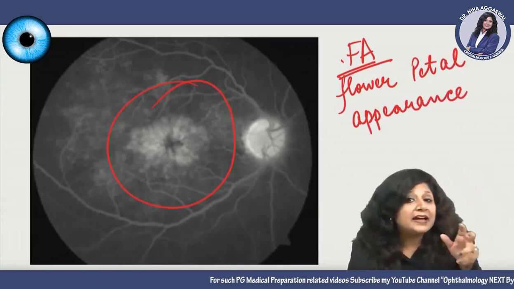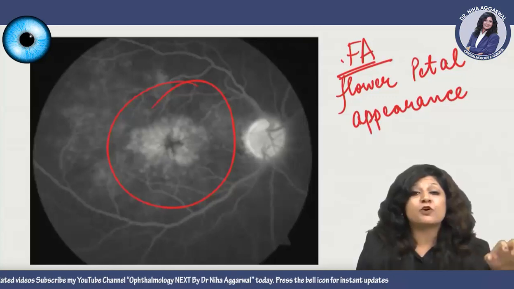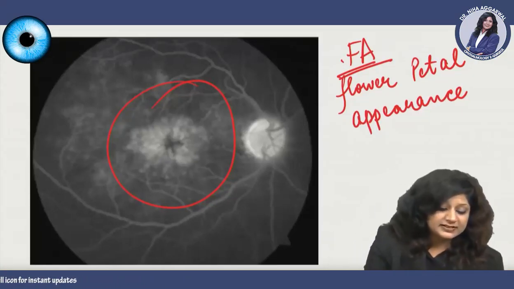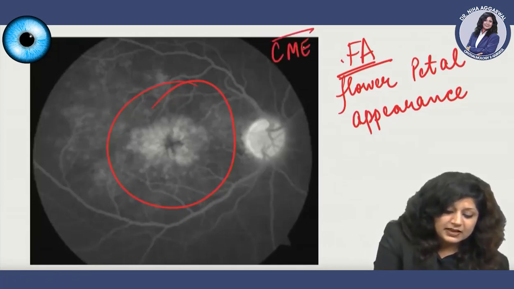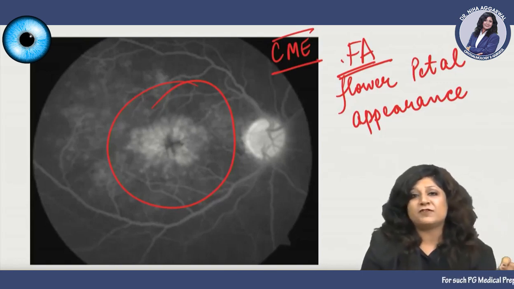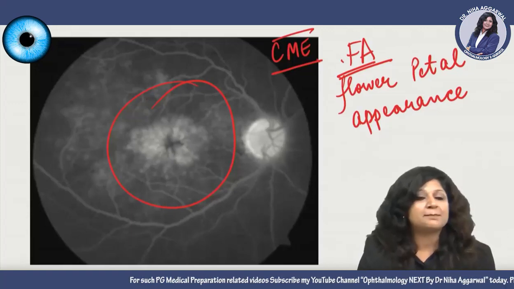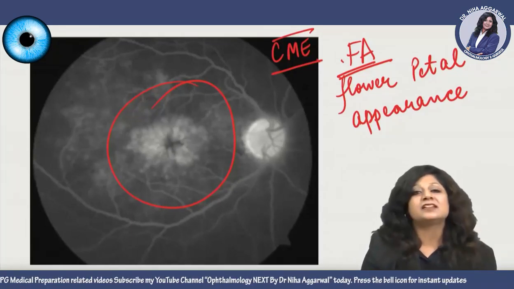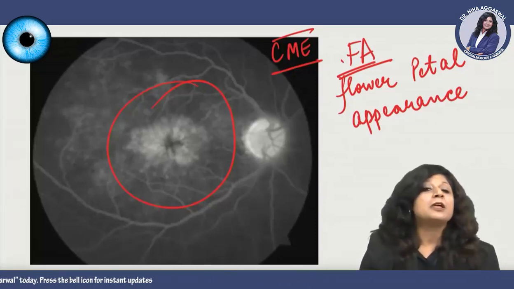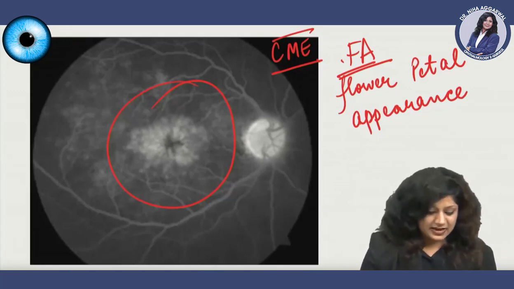Now, flower petal appearance, so many petals. From where are they coming? From so many cyst-like spaces. And cyst-like spaces are present in CME. Therefore, this FA finding is of CME. While you get the mushroom pattern in CSR, we get the flower petal appearance in CME, that is cystoid macular edema. So, yet another investigation by which we can confirm whether it is CSR or CME.